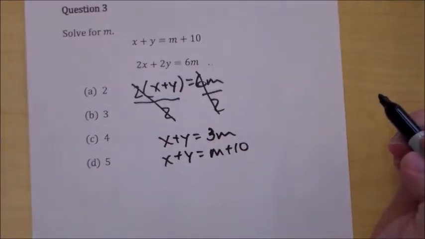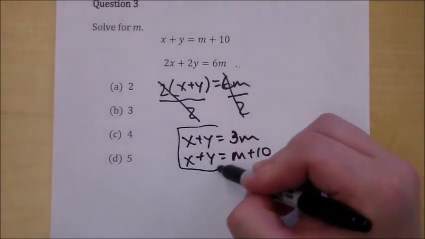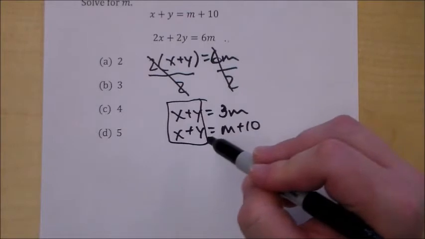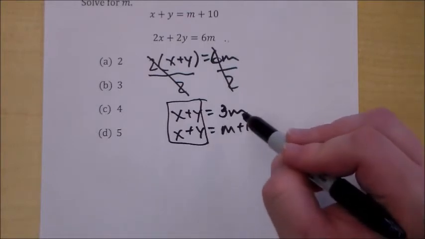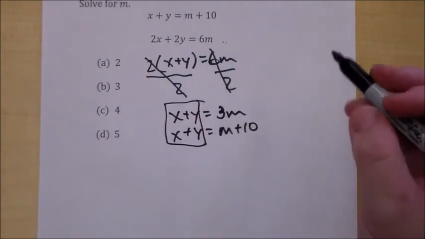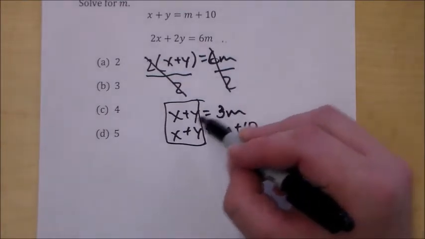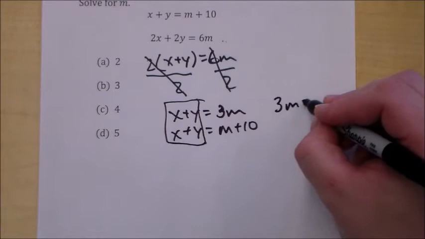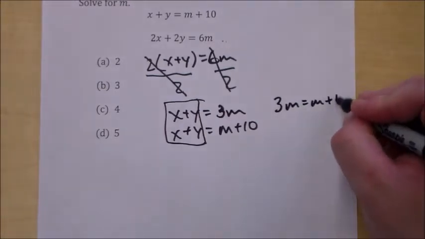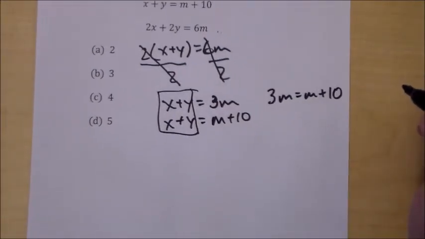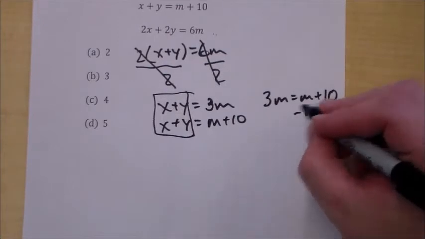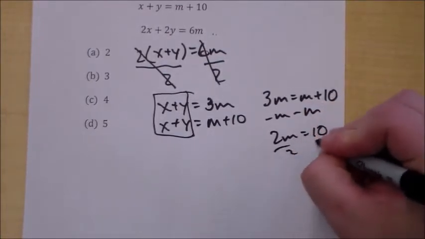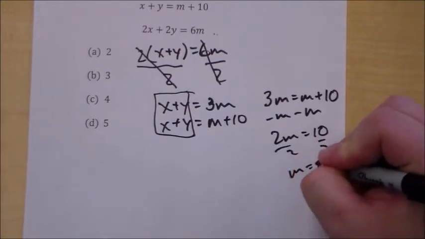And we're like, it's starting to come together. X plus Y and X plus Y are the same. So if 3M equals X plus Y, then M plus 10 must also equal the same thing that 3M equals, because that's how math works. So we can say that because these are both equal to the same thing, we can set them equal to each other. Things that are equal to the same thing are equal to each other. Minus M from both sides. 2M equals 10. Divide by 2, divide by 2, M equals 5.